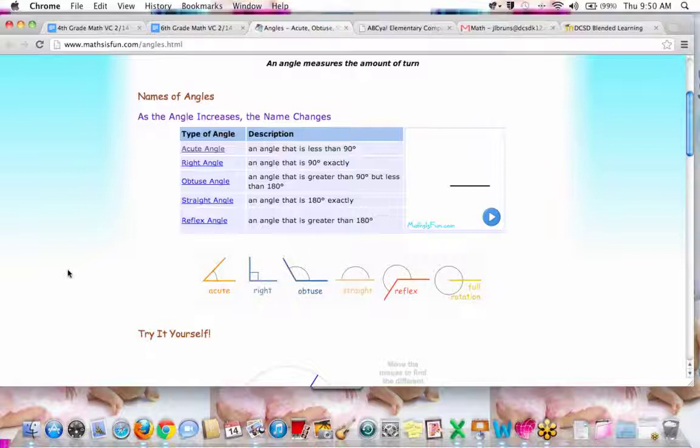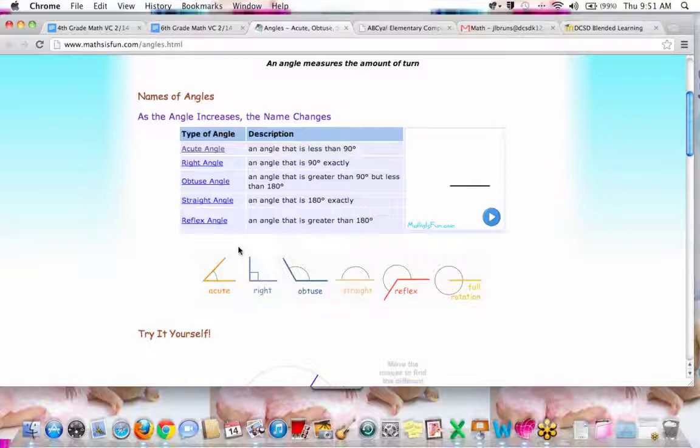Very good. Awesome. Less than 90 degrees. Show me with your hands and arms, if you want, a right angle. Very nice. The degree measurement in that corner is 90 degrees. Perfect. Show me an obtuse angle, everyone. Very good. I like it. And a straight angle.